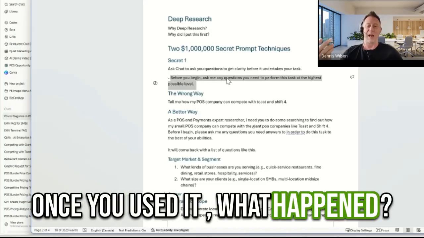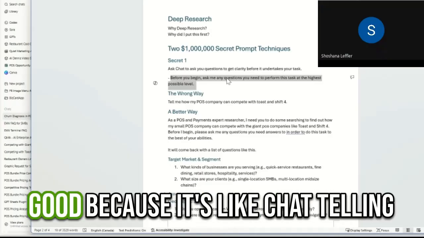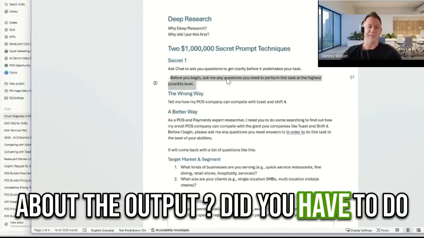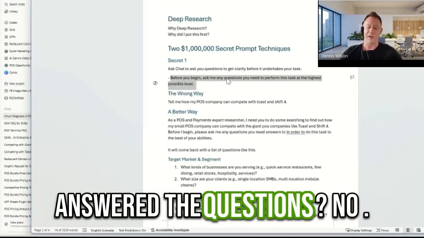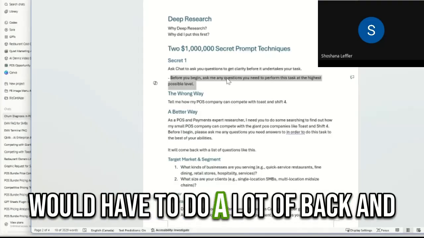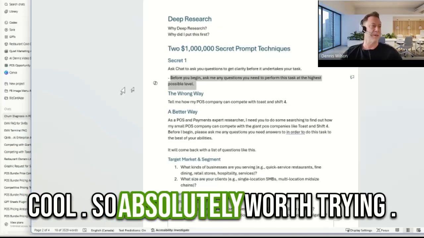Once you used it, what happened? How much of a difference do you feel it made to you? Yeah, it's really good because it's like chat telling you what it wants. And then how about the output? Did you have to do as much back and forth after you answered the questions? No, because I always would have to do a lot of back and forth, but it's definitely helped. Cool. So absolutely worth trying.